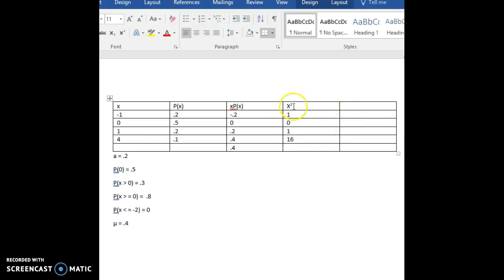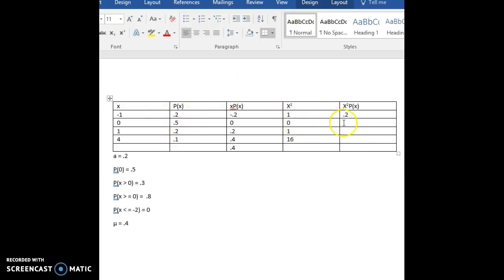Now we need to take the x squared column and multiply it times the p of x column. Now be careful about which columns you multiply. That's where mistakes usually occur. So let's take the one that's in the x squared column and multiply it times the 0.2. That's still 0.2. Oh, let me label this column. It's x squared px. P of x. All right.